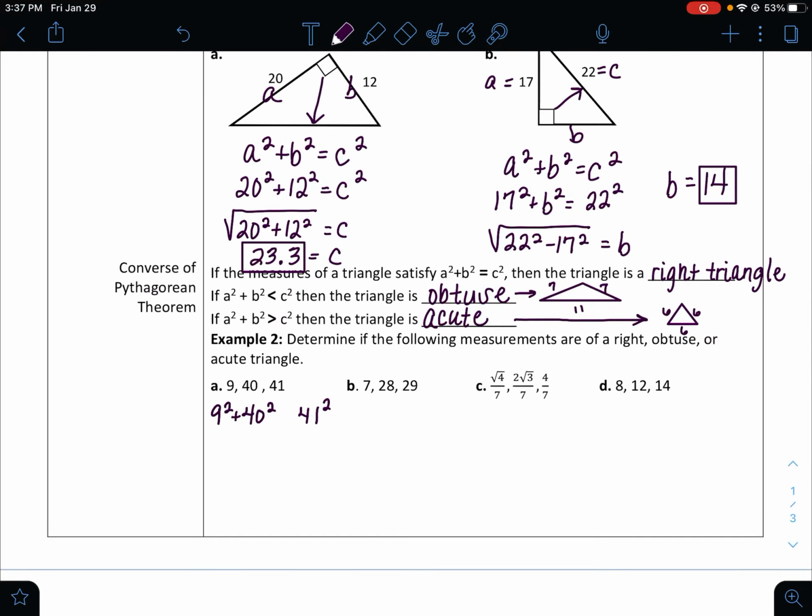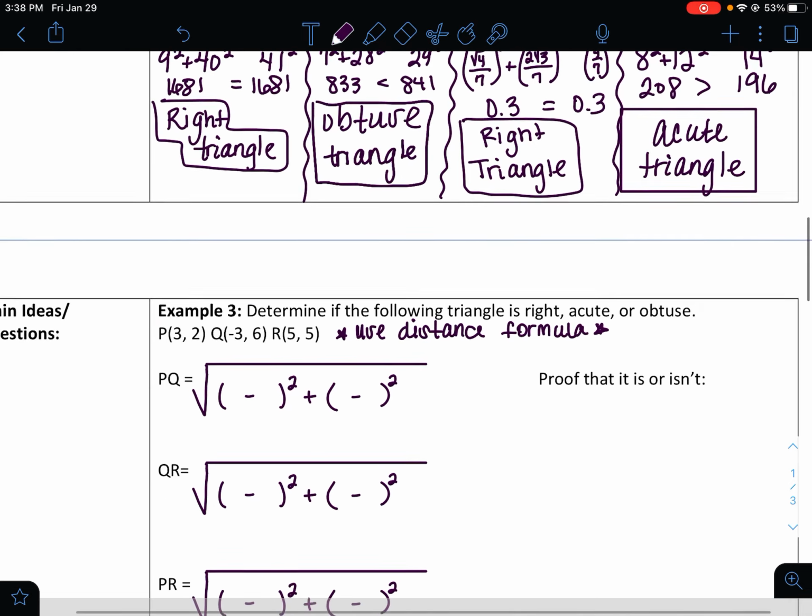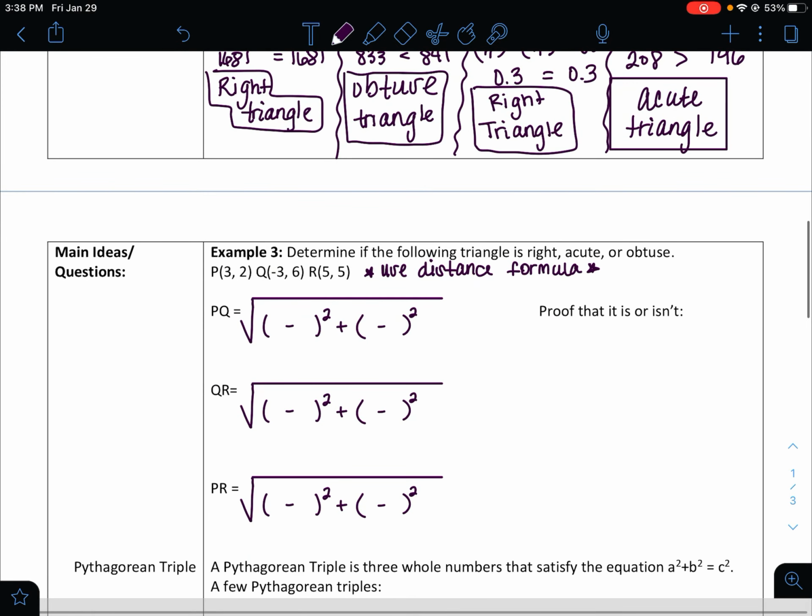All right, moving right along. And let me change that to obtuse triangle just to be consistent. Okay, all right. Now, example 3. Determine if the following triangle is right, acute, or obtuse. So we're going to do the same thing we just did, but we got some extra steps in the beginning.